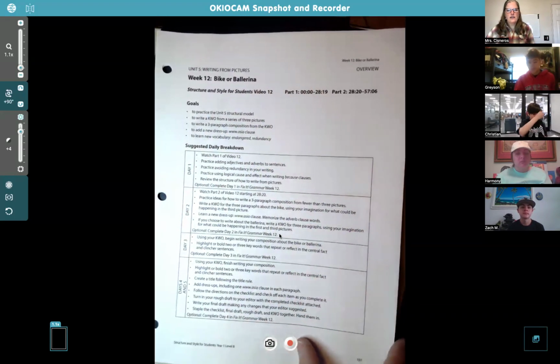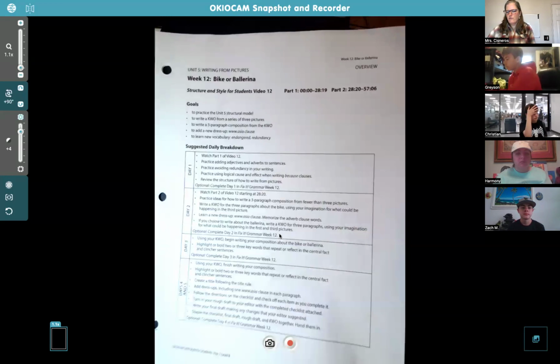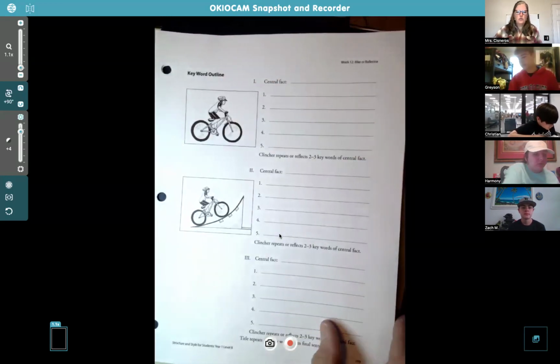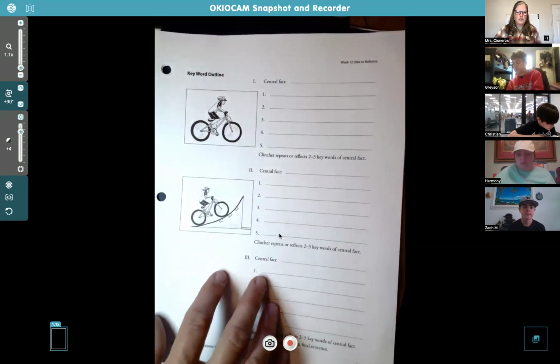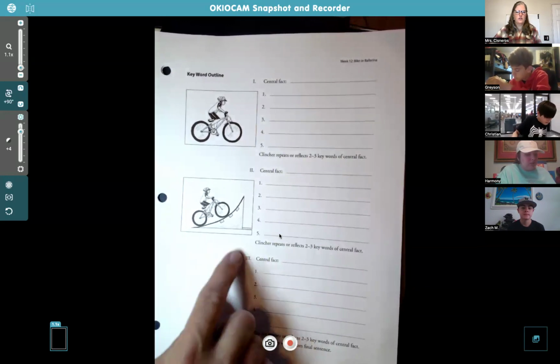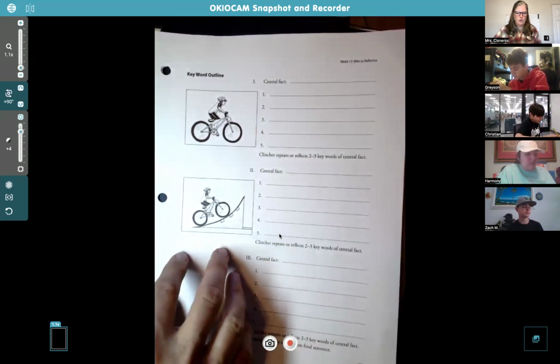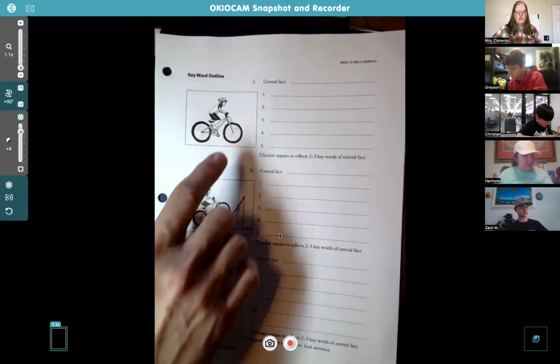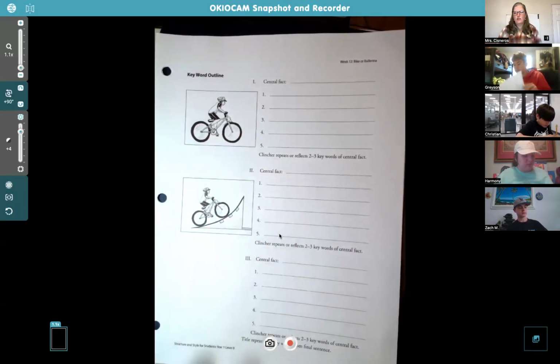Okay. So let's start with week 12, bike or ballerina. Like I said, this is the last week that you will be writing from pictures, and you're going to have a choice here between 2 sets of pictures. The first thing we're going to look at is this one about the bike. This is page 109, and you're going to notice there's an empty spot at the bottom. That's on purpose because now they're going to let you decide how this story ends. You got your first picture, you got your second picture, and you don't know how it's going to end, so you get to completely make up the ending for this one.